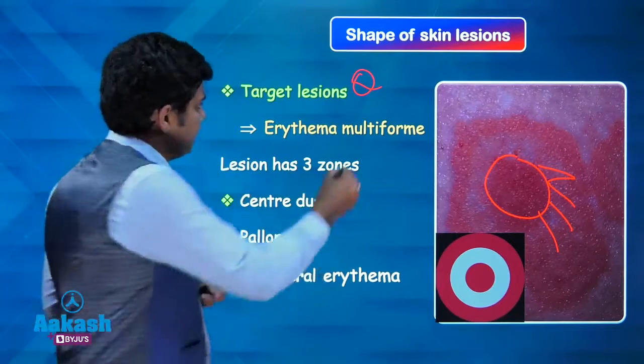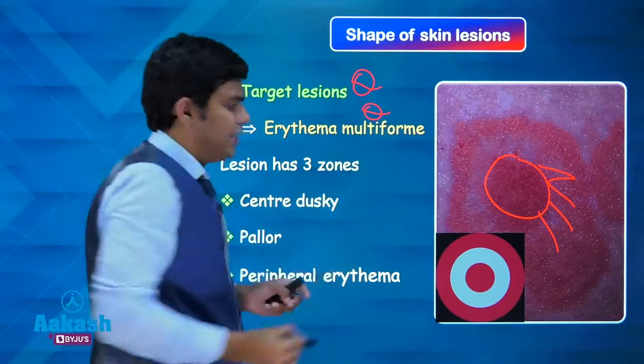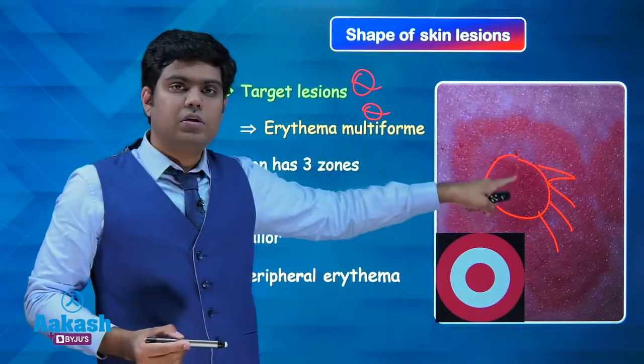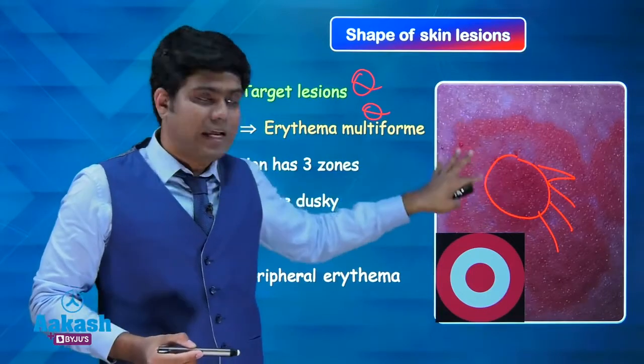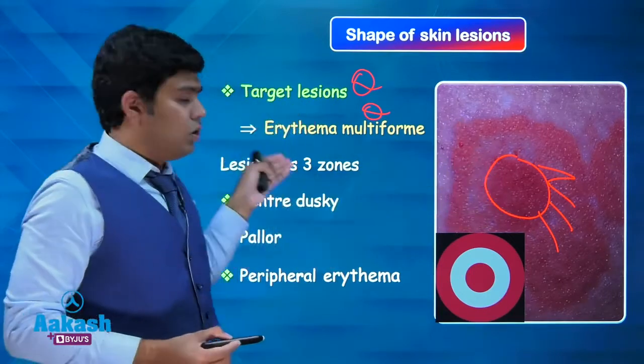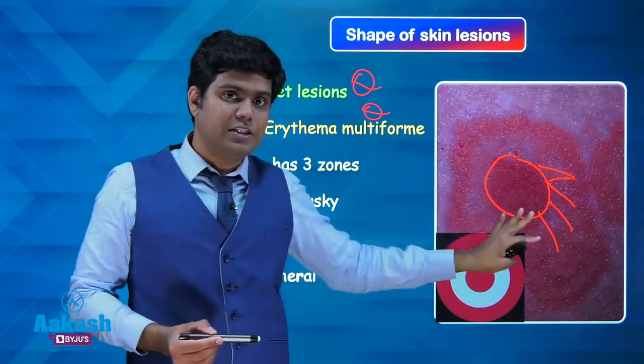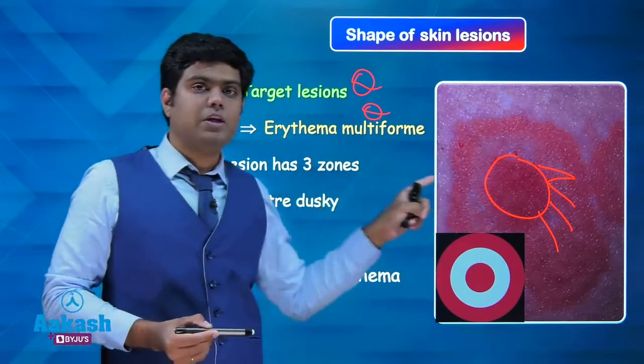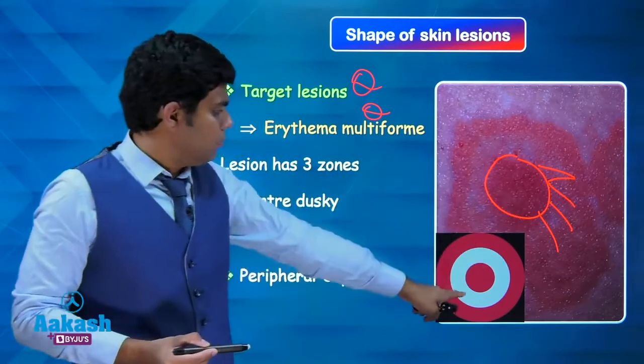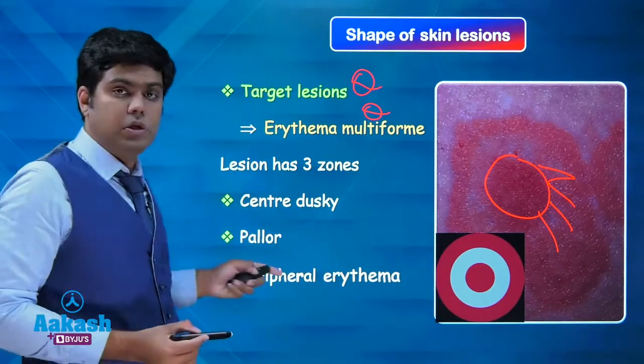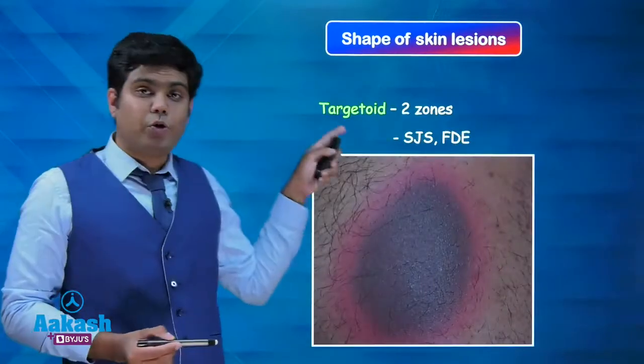So where do we see target lesions? Another important question. Next time in NEET you can get a question: what diagnosis is this? What is the disorder in which you get such lesions? The answer will be erythema multiforme and the lesions are target lesions. So remember target lesion, right? Three zones, important.